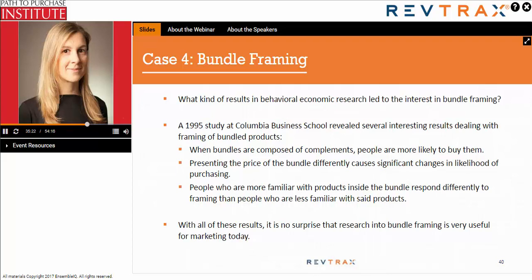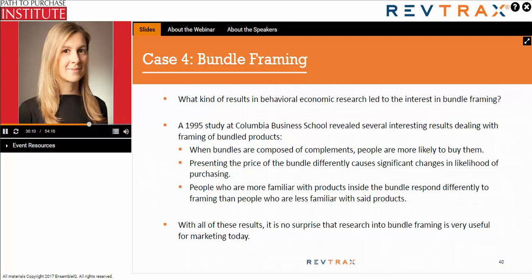Okay, so what do we know from the theory and the academic work about bundles? There's a pretty famous Columbia Business School study that tells us that, first of all, when bundles are composed of complementary products, meaning that you tend to consume those products together, people are more likely to buy them. Also, the study showed that the way you present the price of the bundle matters a lot in terms of stimulating purchasing. And also, people who are more familiar with the products inside the bundle tend to respond differently to framing than people who are less familiar with those products.